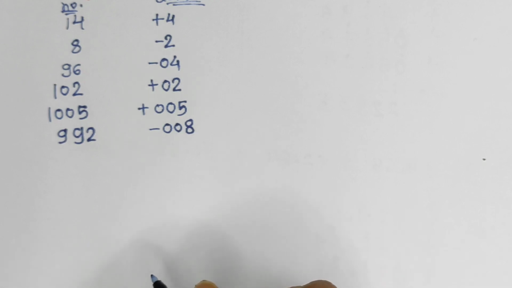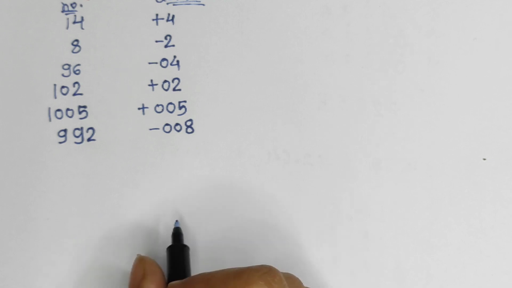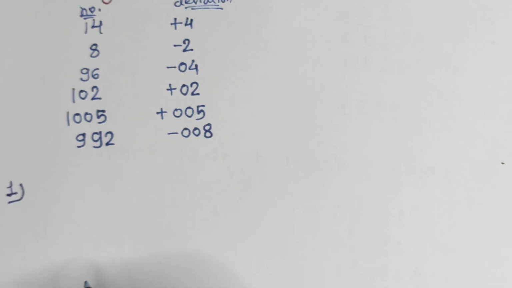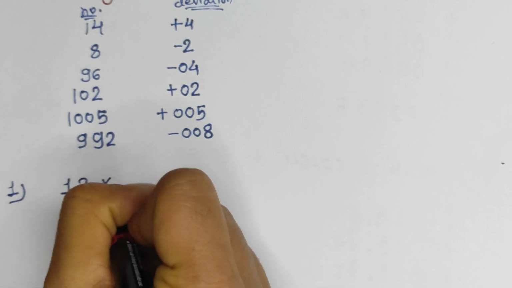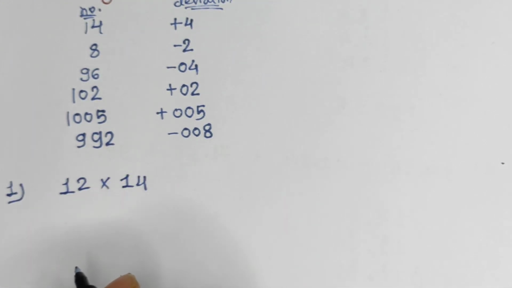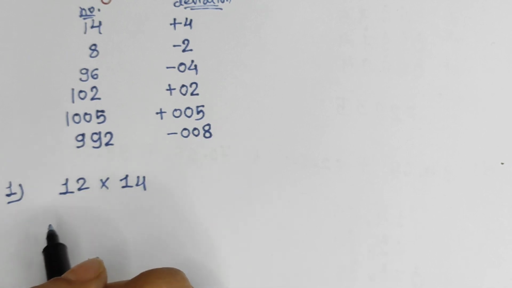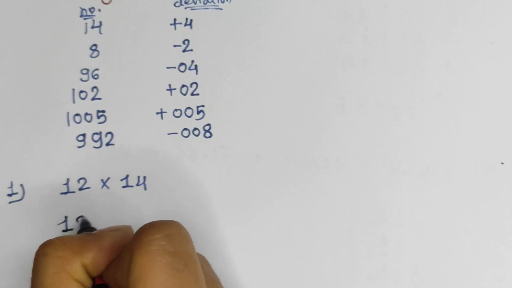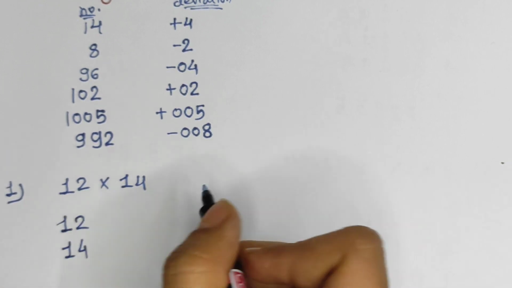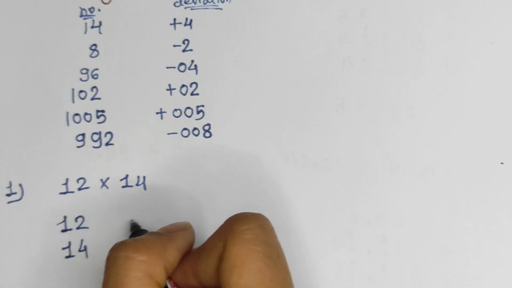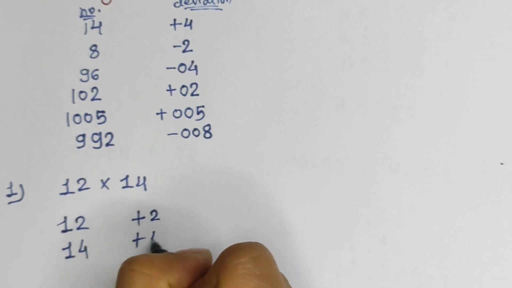Let's do multiplication by the Nikhilam formula. Example 1: multiplication, 12 multiply 14. The closer the numbers are to the base, the easier it is; the more zeros in the base, the more digits go to the right side. Both numbers have base 10, so we write 12 and 14 and also write the deviations on the right side, plus 2 and plus 4.